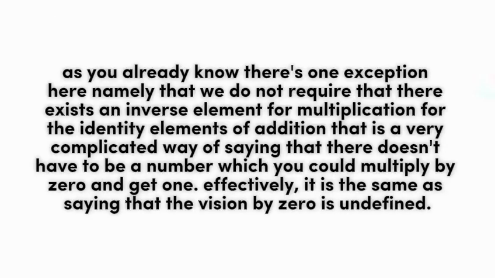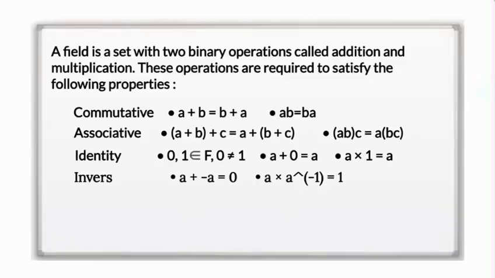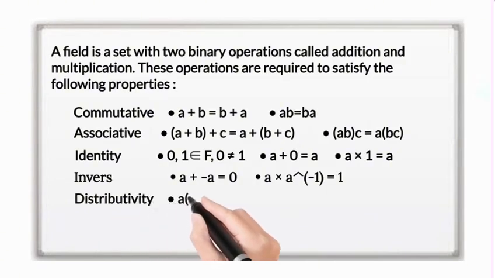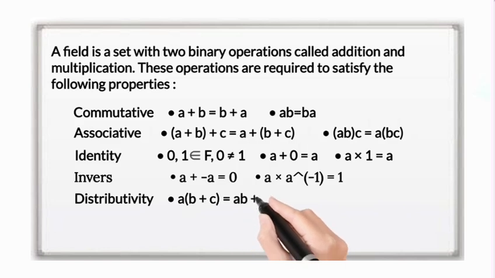As you already know, there is one exception here, namely that we don't require that there exists a multiplicative inverse for the identity element of addition. That is a very complicated way of saying that there doesn't have to be a number which you could multiply by 0 and get 1. Effectively, it is the same as saying that division by 0 is undefined. Finally, there is the somewhat more technical property of distributivity, which explains how the addition and multiplication operations combine.